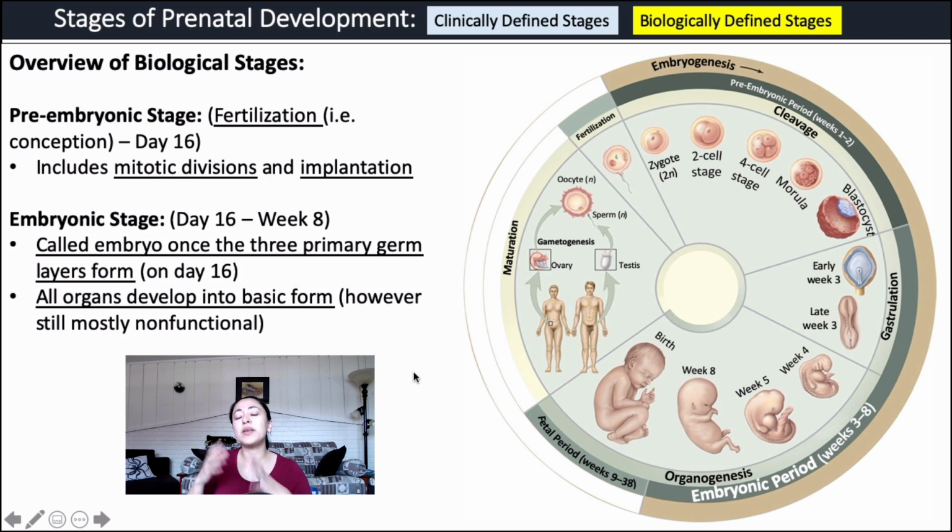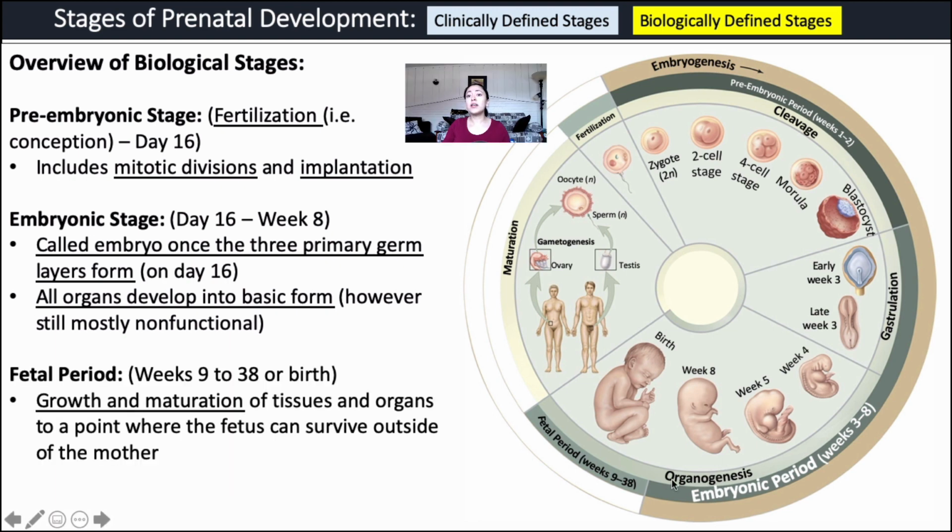The embryonic stage begins at day 16 and it continues until about week 8. And during this period of time, the conceptus is called an embryo. And the embryonic stage begins when the 3 primary germ layers form, and that is through a process called gastrulation, which we'll talk about later. Another thing that characterizes the embryonic stage is that all organs develop into their basic form during this stage. However, one thing I need to point out is that these organs are still mostly non-functional, so the embryo would not be able to survive outside of the mother's body at this point.